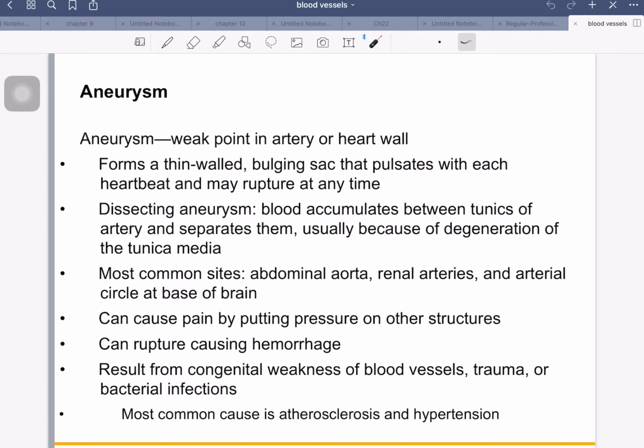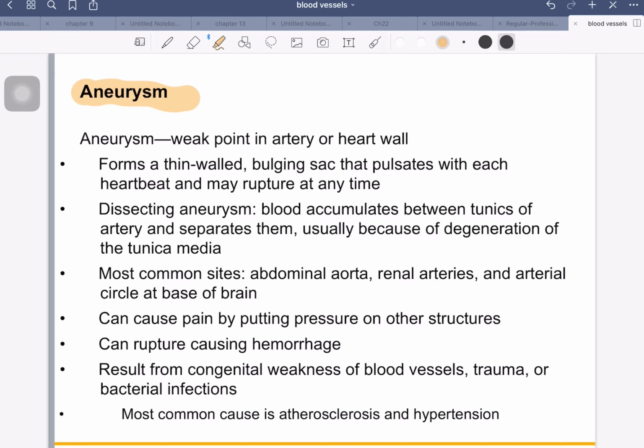In this video, we'll carry on talking about blood vessels. And before we go too far, I'd like to talk about the concept of an aneurysm. An aneurysm is a weak point in an artery or in the heart wall. This often forms a thin-walled and bulging sac, and often this bulging sac will pulsate with each heartbeat. Of course, the big risk is that it may lead to eventual rupture.